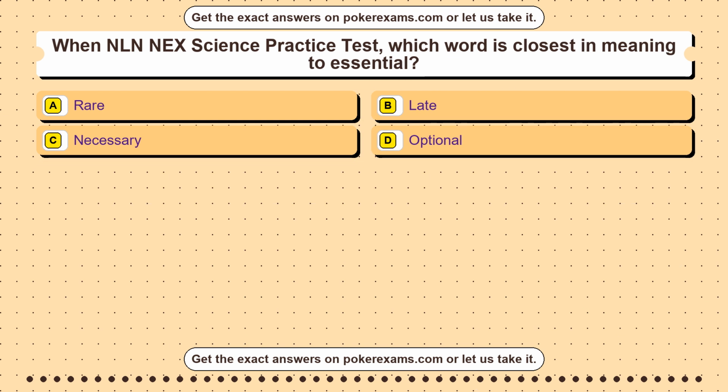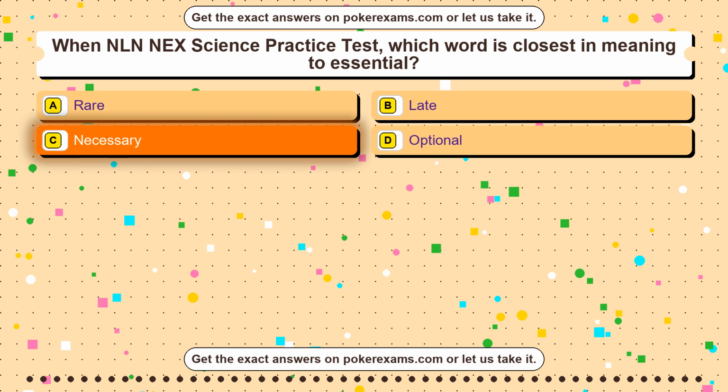Question 39. On the GED RLA practice test, which value equals 3x when x equals 7? Option A, 37. Option B, 73. Option C, 10. Option D, 21. The correct answer is option D.